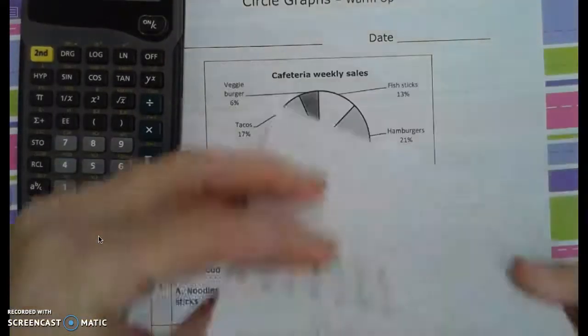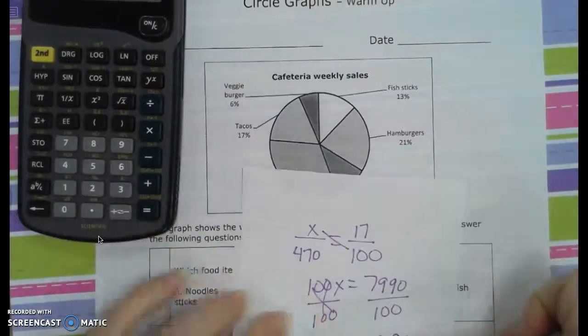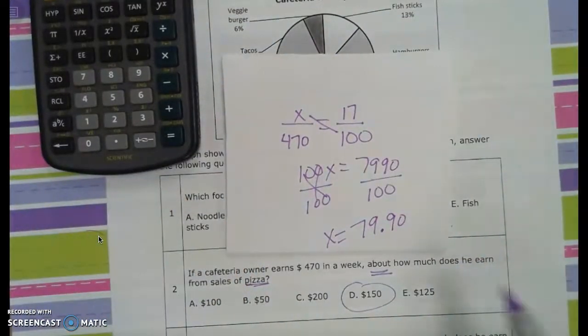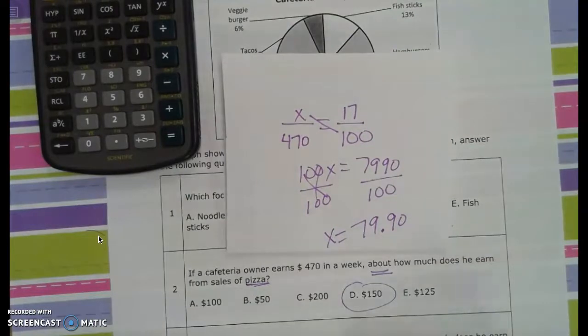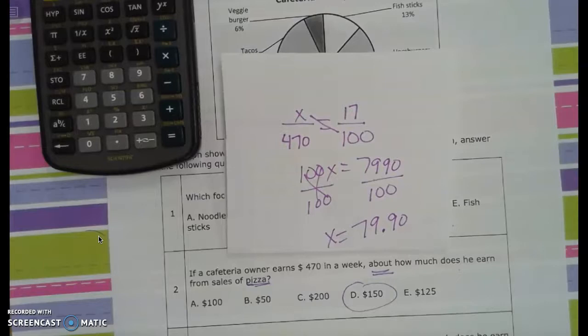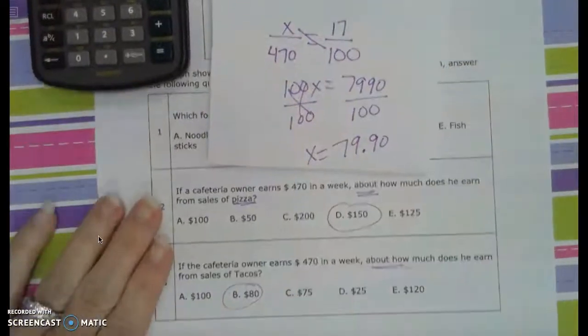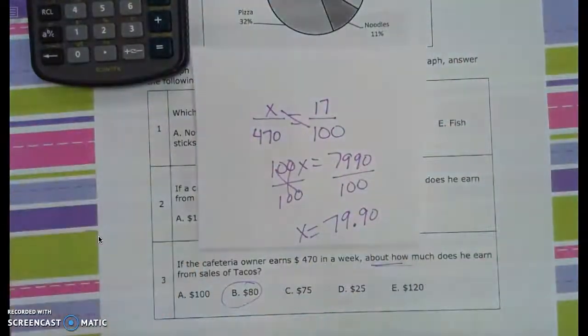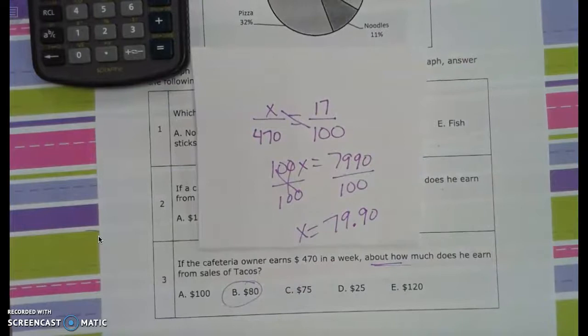So if we look at our choices, it says about how much, so that $79.90 is going to be about 80. Sorry, I still didn't have it up enough to show you what I was looking at. I apologize about that.